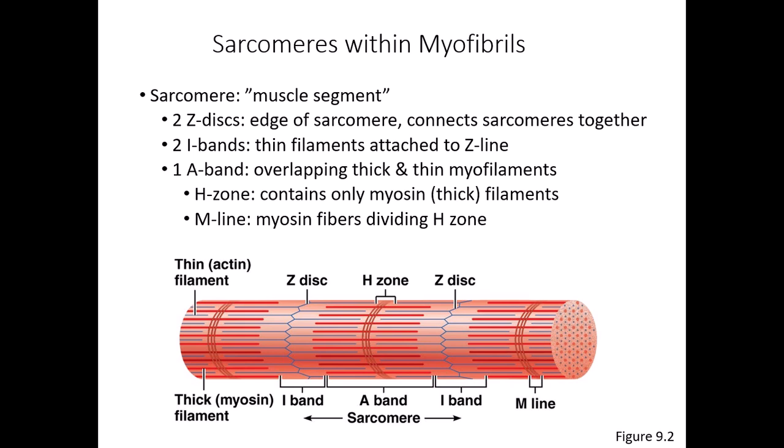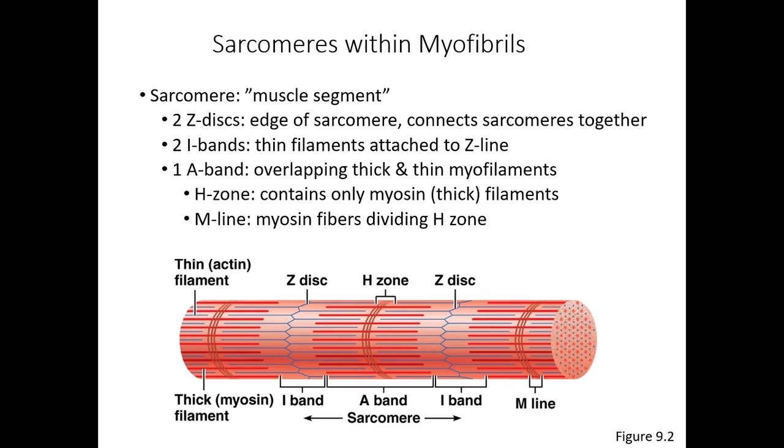Within that A band, we can point out the part at the center called the H zone, where there's only thick filament, so there's no overlapping. You can see I'm pointing that out at the top bracket, H zone. Then they identify what's called the M line, which is where the myosin fibers divide the H zone. The M line is right at the center of the A band, where the thick filament, the myosin, is divided into two parts.